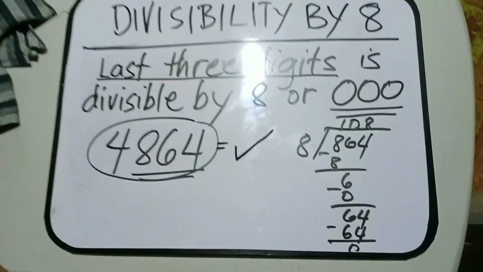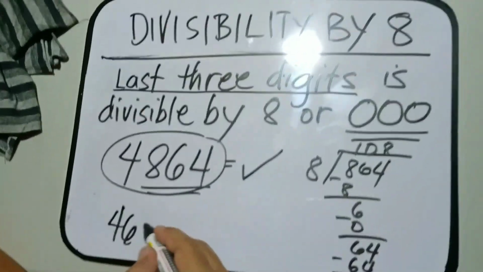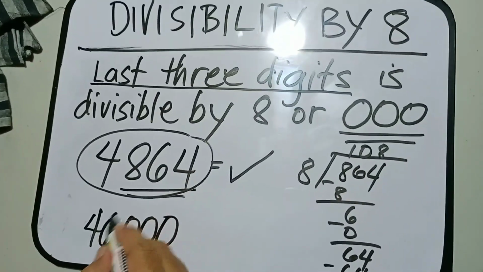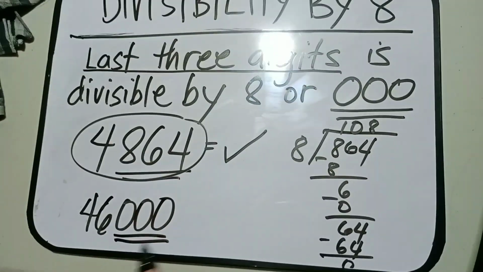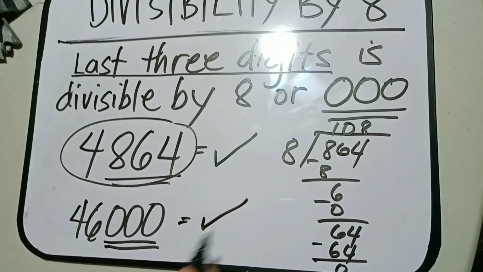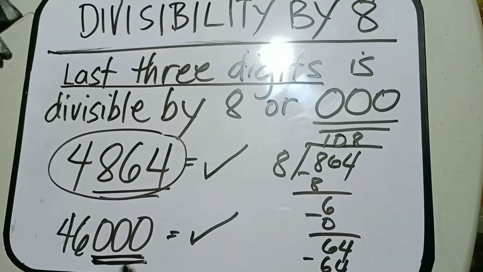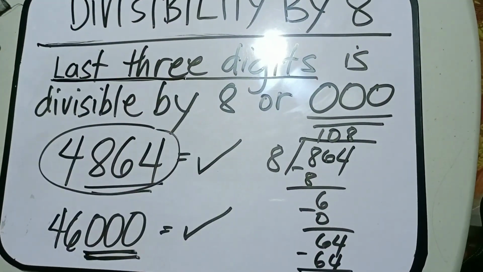Okay? So, another example, you have, let's say, 46,000. Automatic, tatlong 0 na nasa dulo. Automatic, divisible siya by 8. Sabi ko nga, kay 4, dalawang 0. Kay 8, 3 zeros. Last 3 digit tayo. Okay?